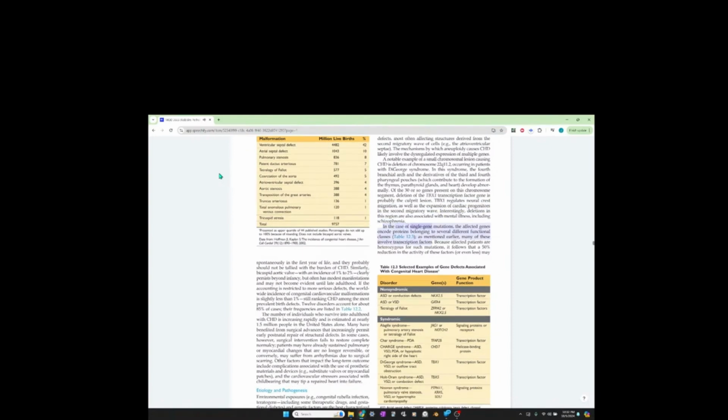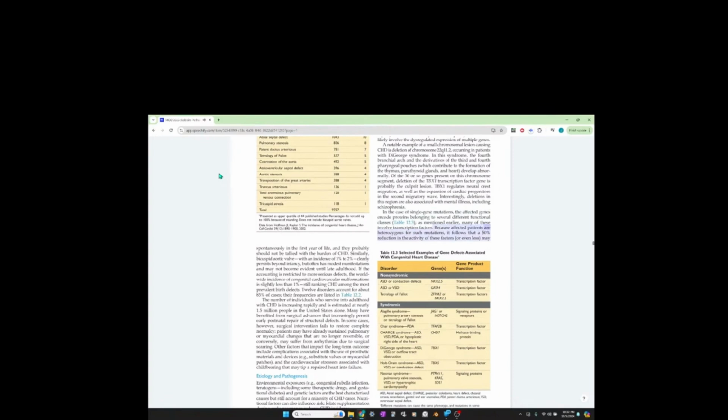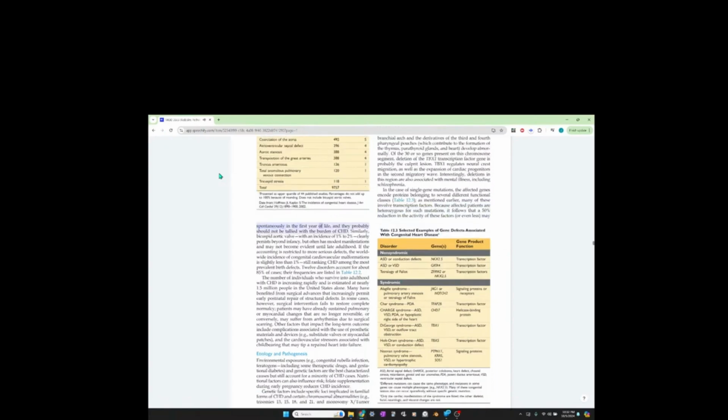Interestingly, deletions in this region are also associated with mental illness, including schizophrenia. In the case of single gene mutations, the affected genes encode proteins belonging to several different functional classes. As mentioned earlier, many of these involve transcription factors. Because affected patients are heterozygous for such mutations, it follows that a 50% reduction in the activity of these factors may spontaneously in the first year of life, and they probably should not be tallied with the burden of CHD.